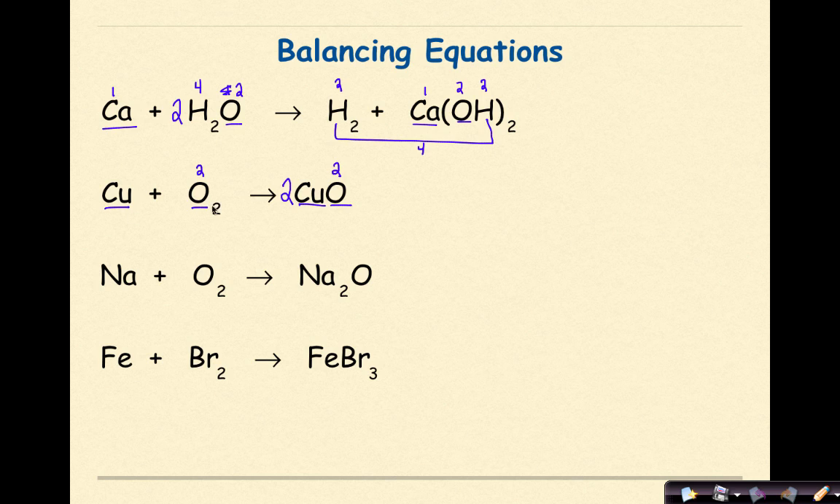That's balanced, but now I got to go back and rebalance my copper. So this 2 means I have 2 coppers here, which means I have to throw a 2 in front of here, and now that is balanced. Let's go to the next one.